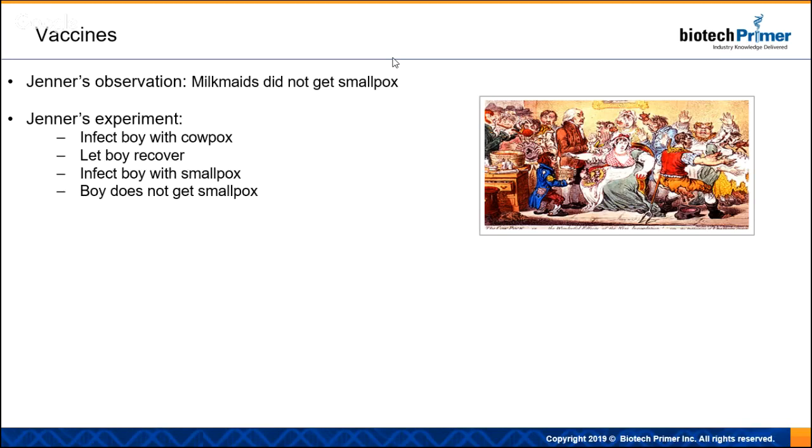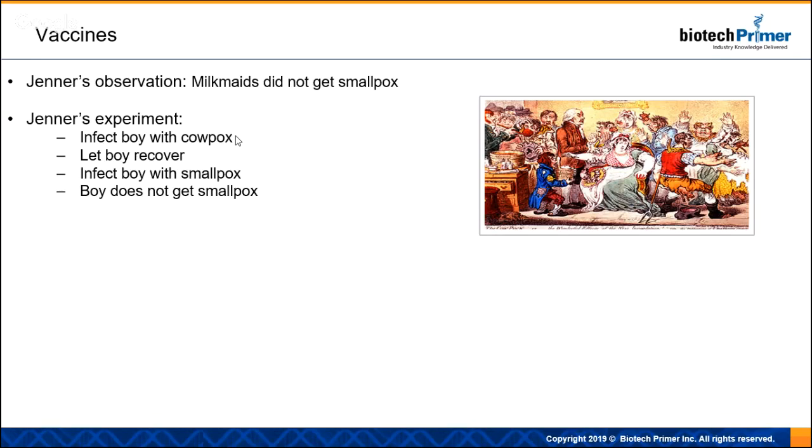So milkmaids' job was to milk cows. They were around cows every day. So when cows got sick, they were exposed to that. And so this formed Jenner's hypothesis that if we can expose somebody to the cowpox deliberately, and so that's what he did, he exposed a young boy to the cowpox virus. He let that boy recover and then deliberately infected him with smallpox. And the boy did not get smallpox.